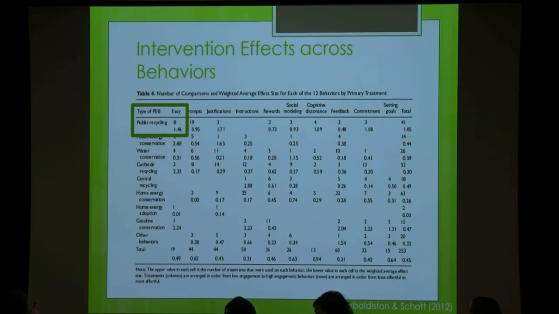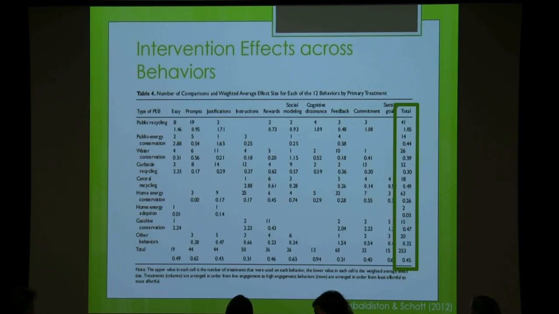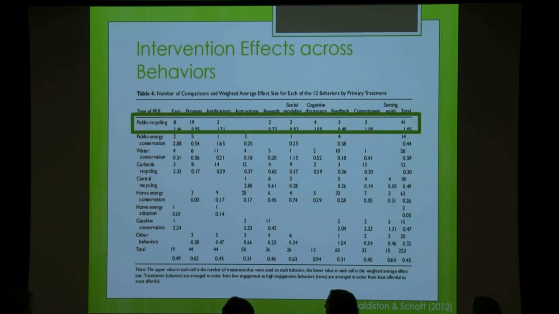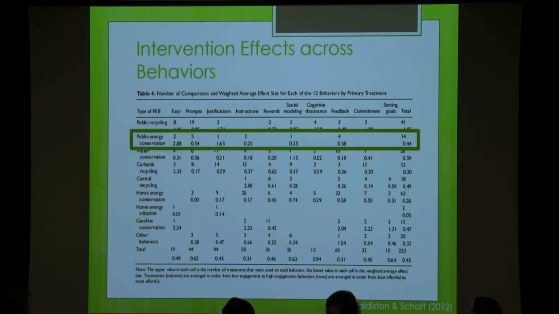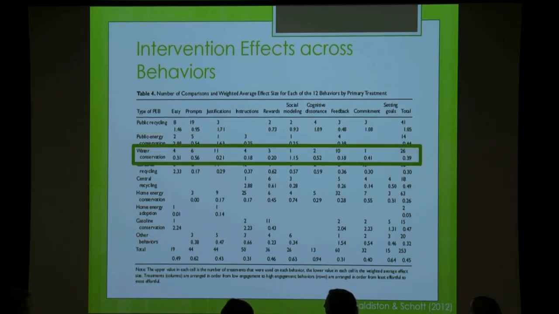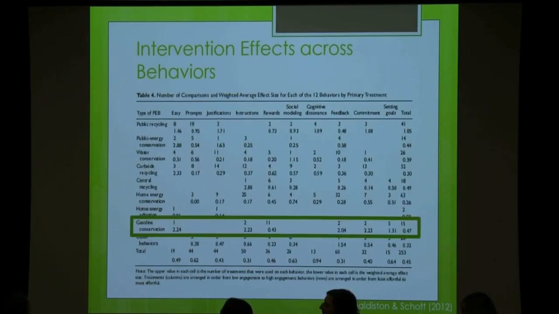Where else do we see big effect sizes according to behavior type? So these numbers at the end, again, bigger numbers are better. They suggest that certain behaviors are more likely to be influenced by interventions than other types of behaviors. We saw public recycling is one behavior that seems to be particularly plastic, that interventions are pretty effective at changing. Public energy conservation has a relatively big effect size compared to some other ones here. Water conservation, to the extent there are indirect energy and carbon effects of water. Gasoline conservation, which is nice to see as well. So maybe it's possible to get folks to drive more efficiently or choose more efficient vehicles.